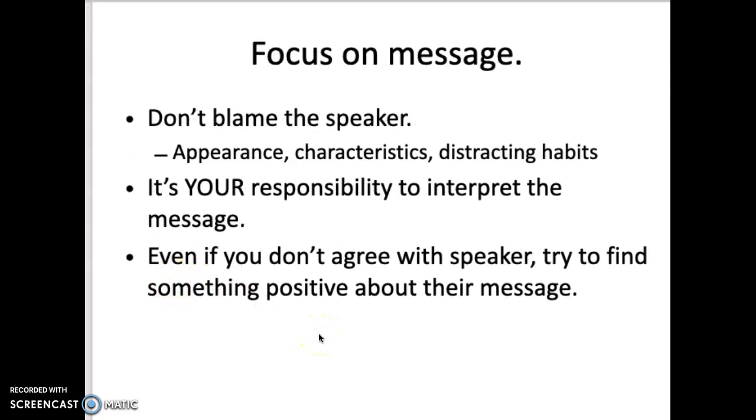So focus on the message. Make sure you don't blame the speaker. It's your responsibility to interpret what they say. Even if you don't agree with it, try to find something positive in there. Try to learn something and take it back to make you a better person.